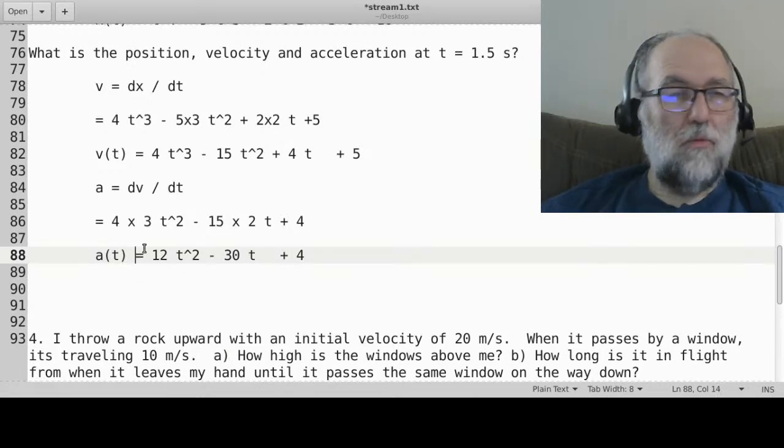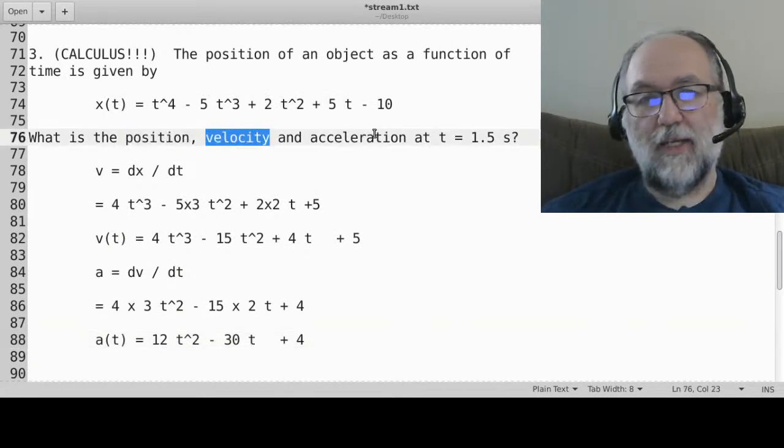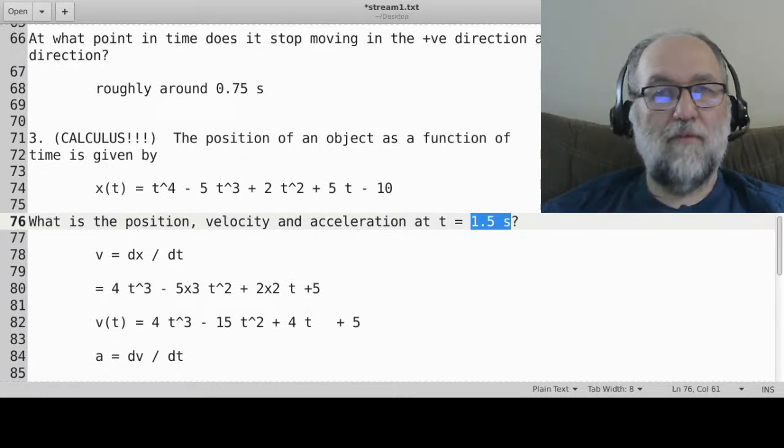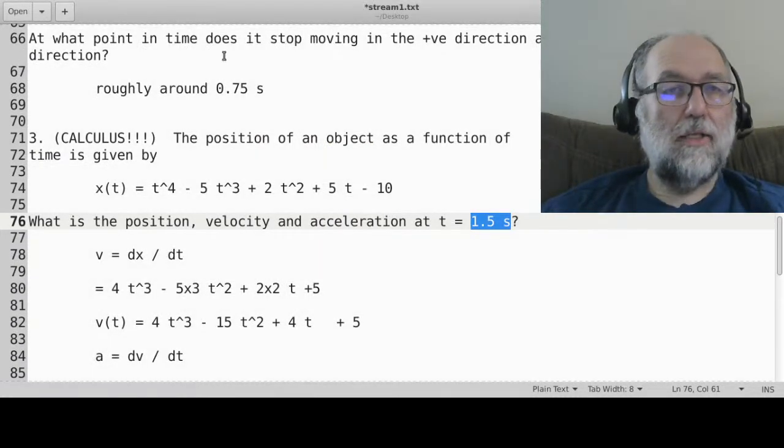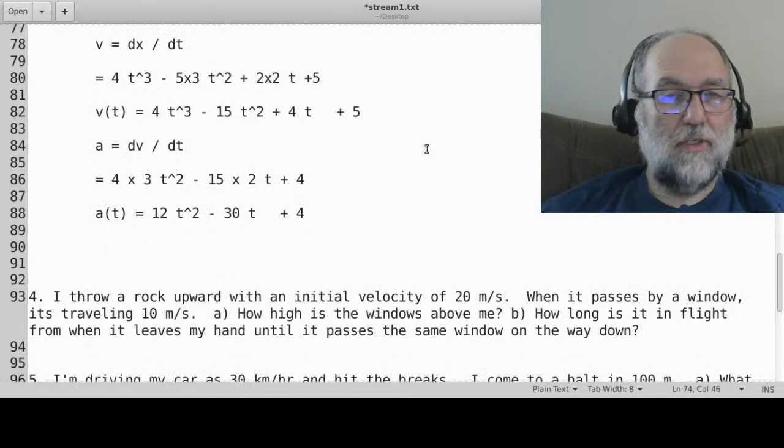Okay, well, now what? The question was, what is the position, velocity, and acceleration at t equals 1.5 seconds? And so you want to take, let's do the position first.